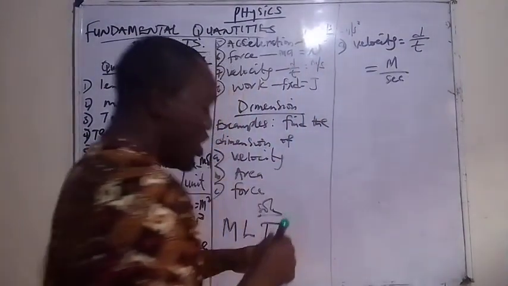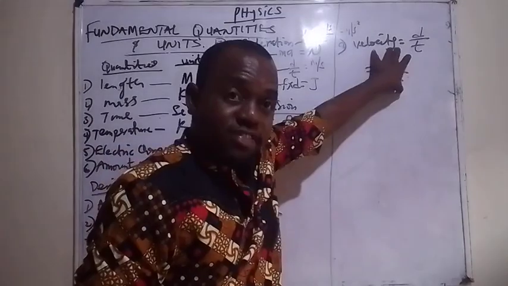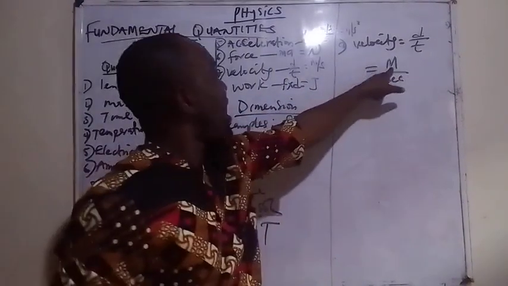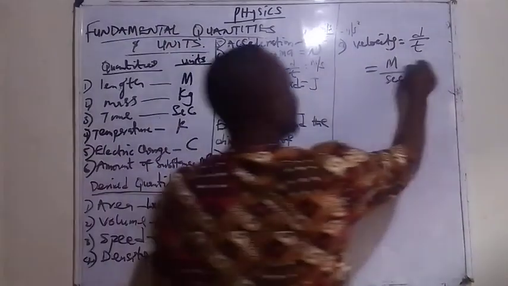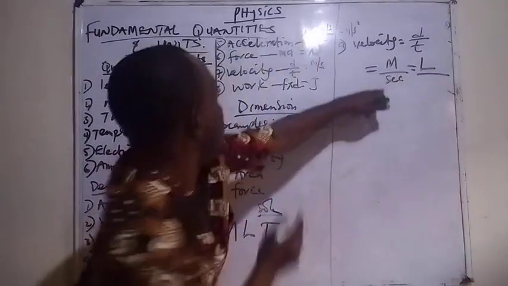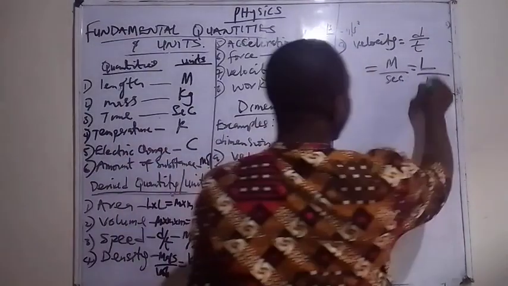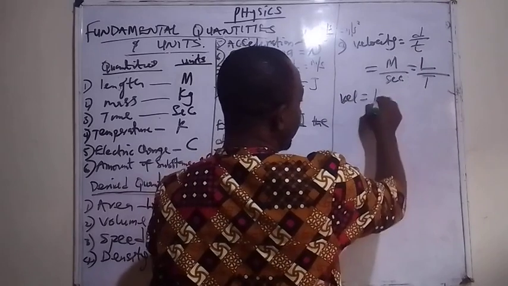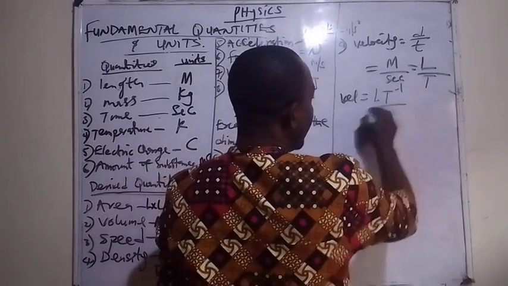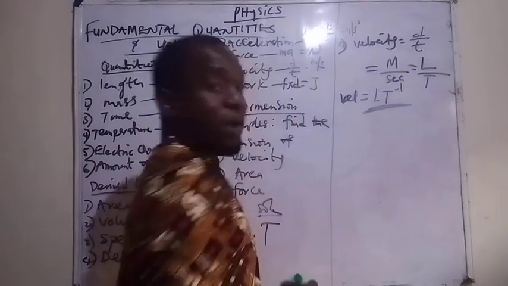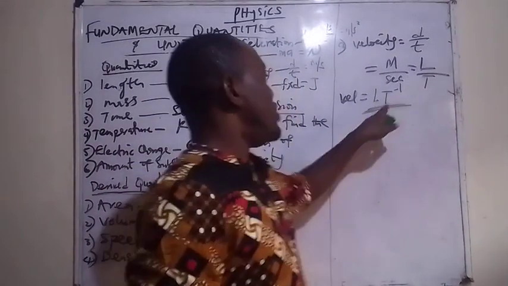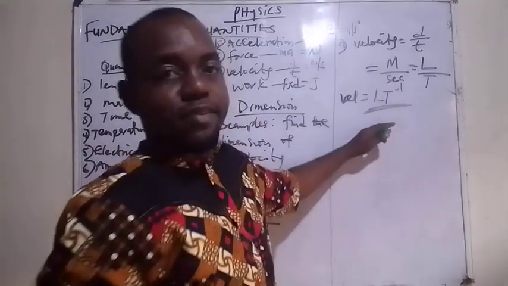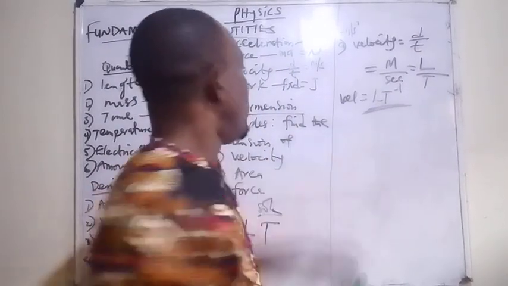Are you getting it now? We are using their units now, so let's take this unit back to the quantity. Meter is for length, so we now have it as L. Second is for time, so we now have it as T. So we can therefore say that the dimension for velocity is LT raised to power minus 1. Or you can leave your answer like this, or like this. This is the dimension for velocity. Is it clear?